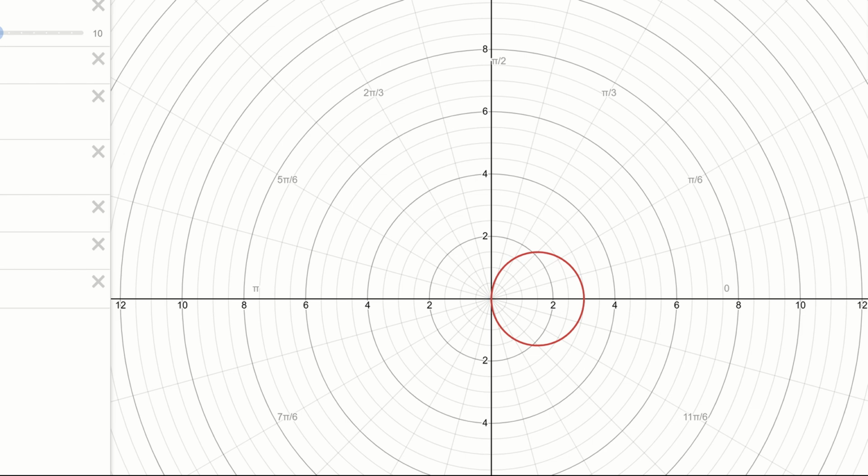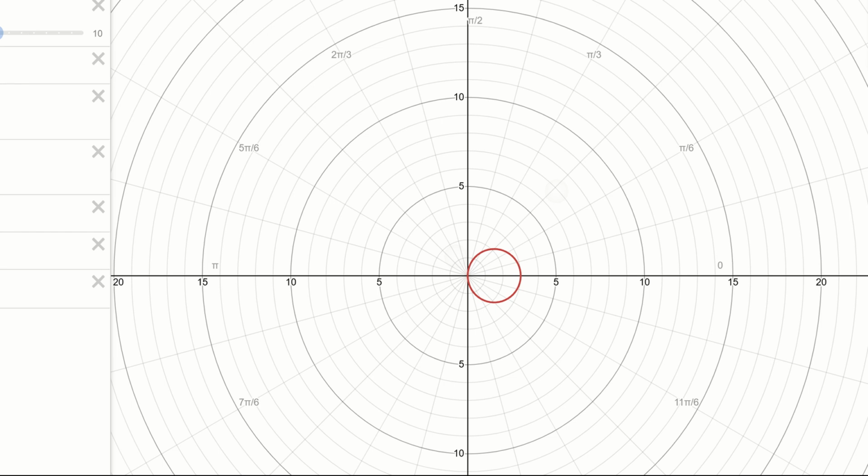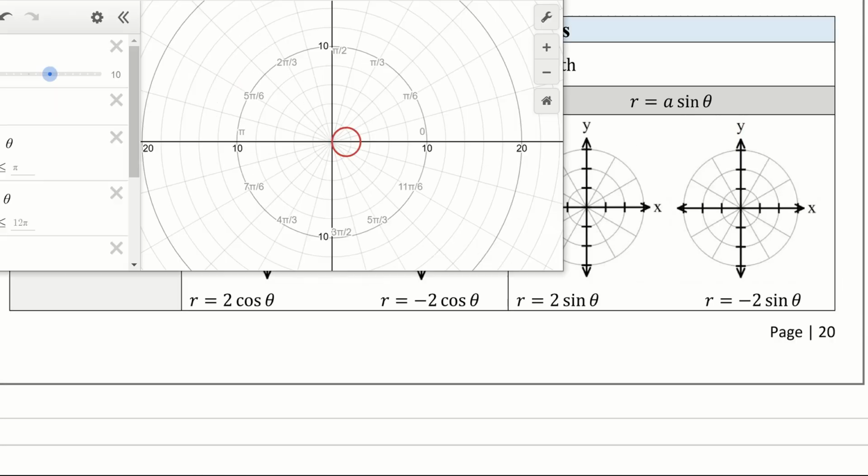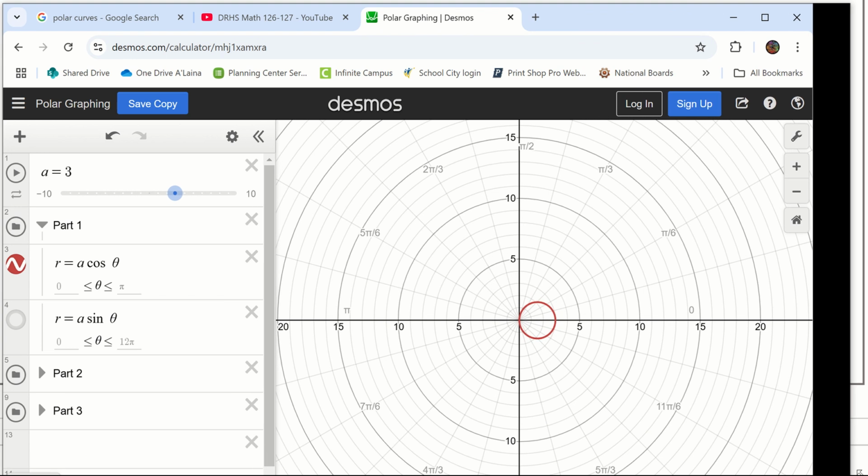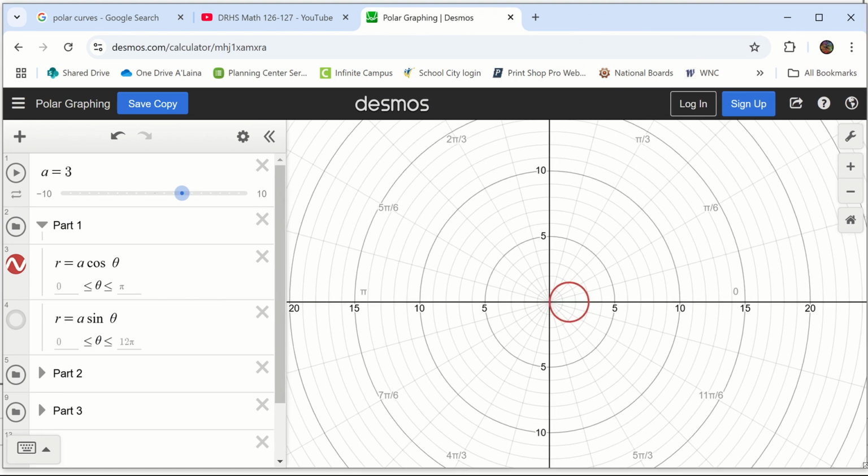All right, so here is the Desmos exploration right here. Let me see if I can get this to fit on our video screen. Okay, so what I've got is the graph of r equals a cosine of theta on. By the way, if I wanted to look at r equals a sine theta, it would be that one, which is green. The colors indicate. I can click it again and turn it off.